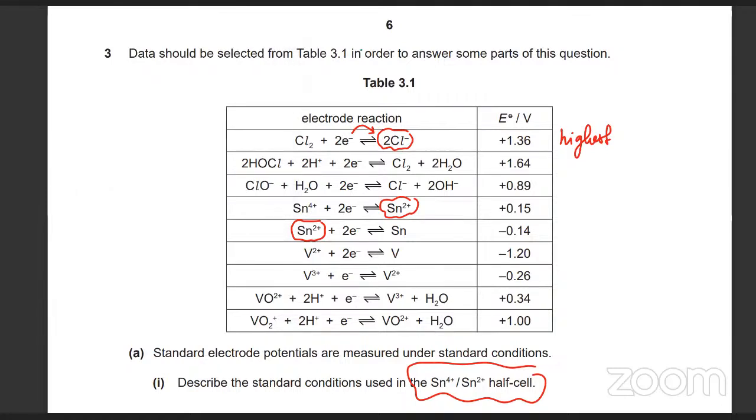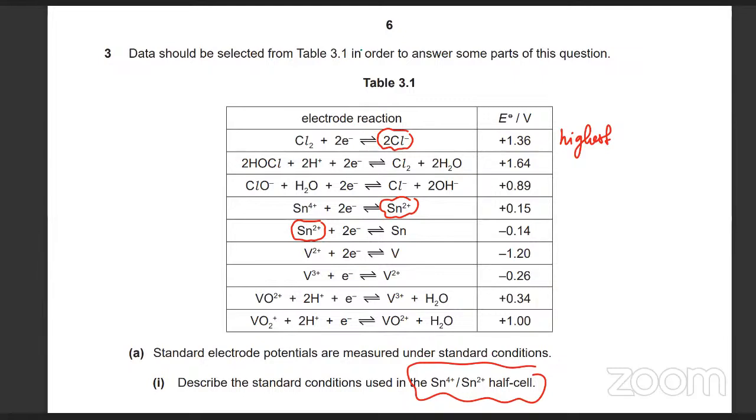Cl minus 1 ions will not react because they're not willing to lose electrons, because they are the highest potential. They'll always like to gain electrons, so they're not going to lose electrons. So the point is there will absolutely be no reaction. Is that clear? Yes, sir. Because they've already gained electrons, they're not willing to lose electrons.